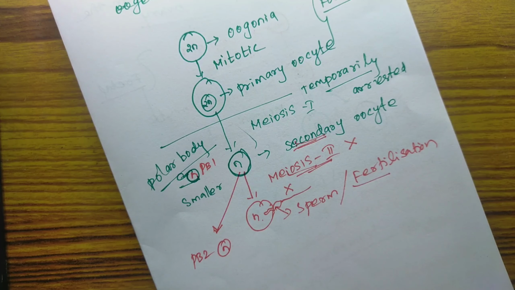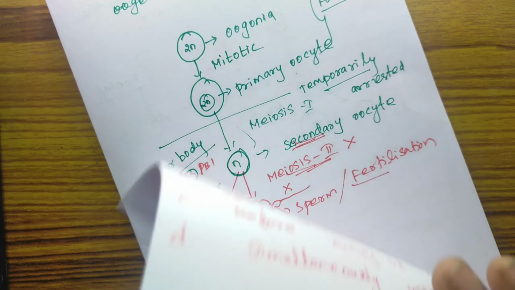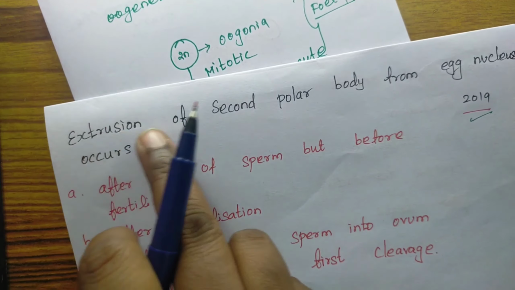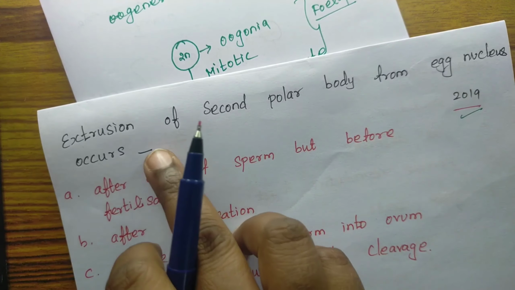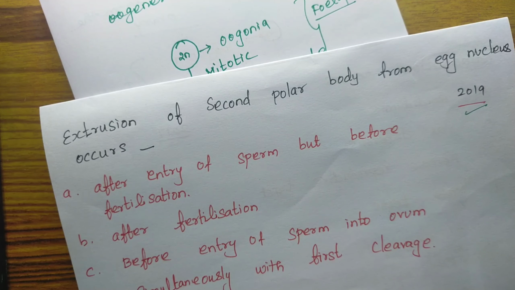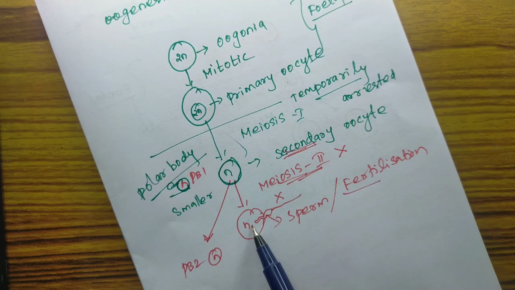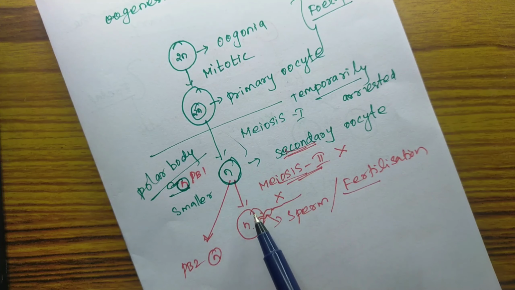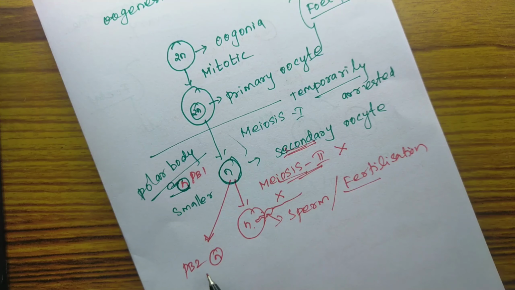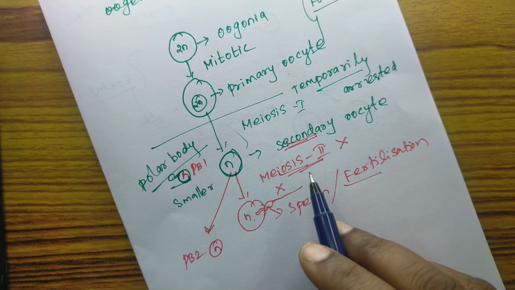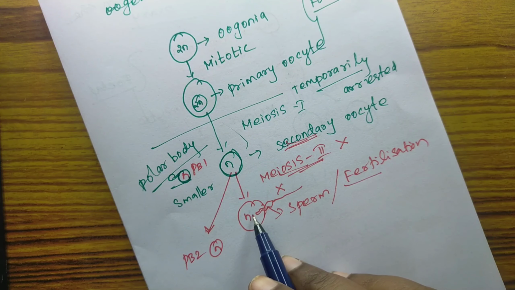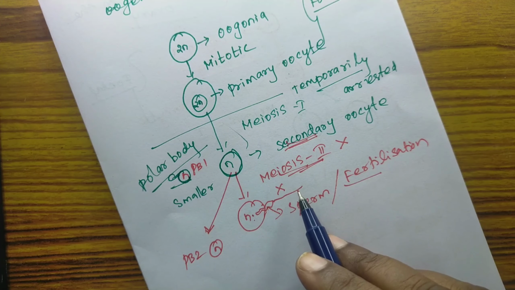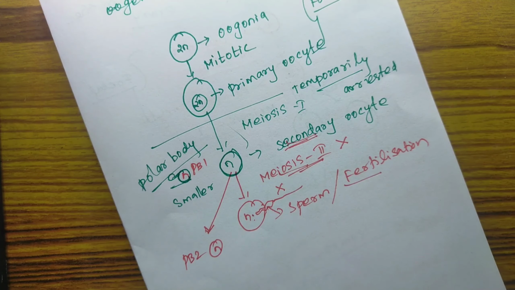The question is extrusion of second polar body from egg nucleus occurs. When a sperm enters inside the secondary oocyte, the meiosis 2 process gets completed. As a result, polar body 2 is formed, and during that period only the polar body is sent out. As a conclusion, when a sperm enters inside the secondary oocyte, the second polar body is expelled out. Okay, now we will move to the question.